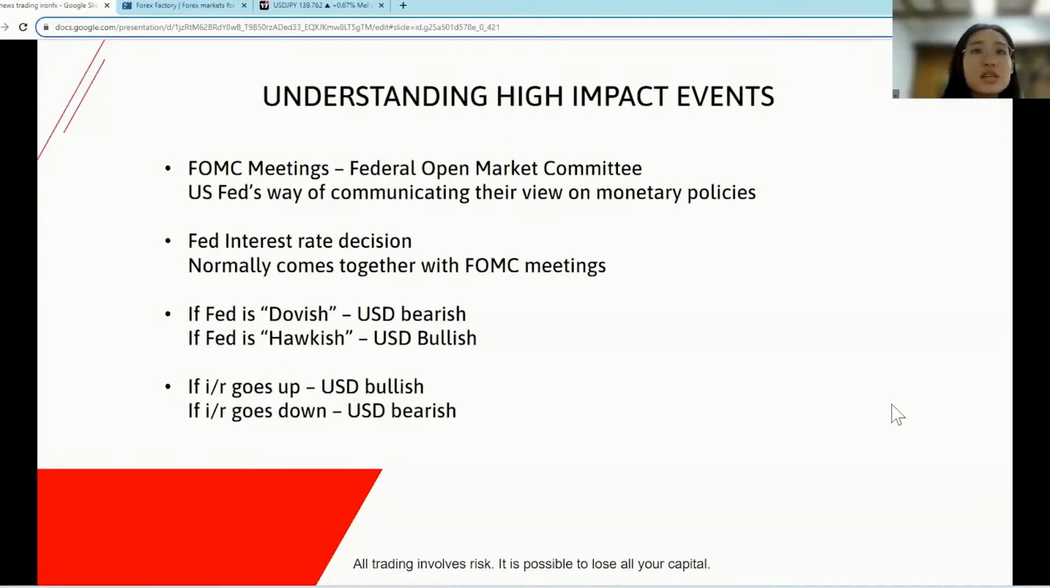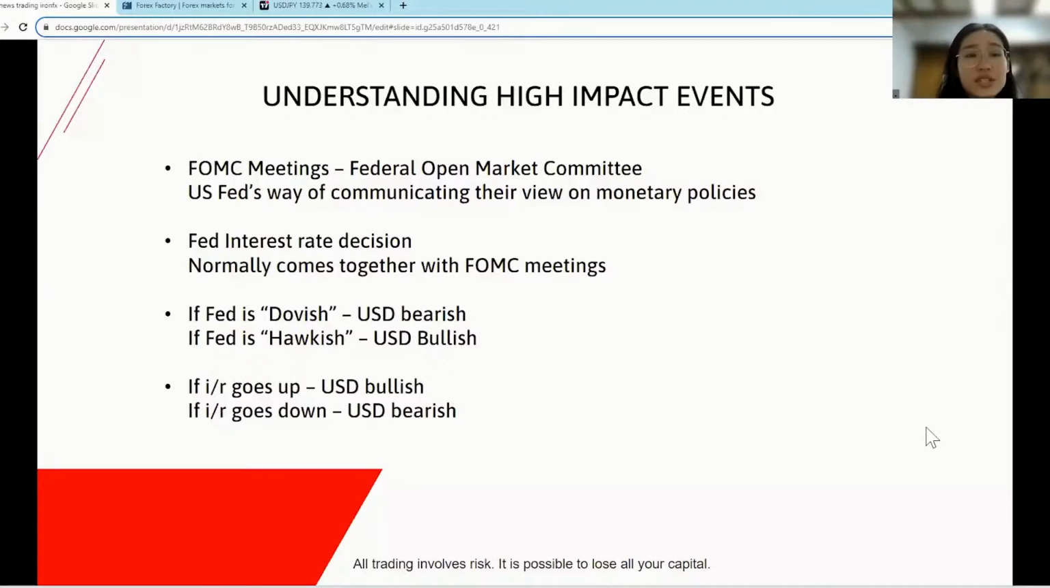Okay, so let's take a look at some other high impact events as well. This is mainly for US events. FOMC meetings are Federal Open Market Committee meetings. This is the US Fed's way of communicating their view on monetary policies. The Fed interest rate decision normally comes together with FOMC meetings as well.